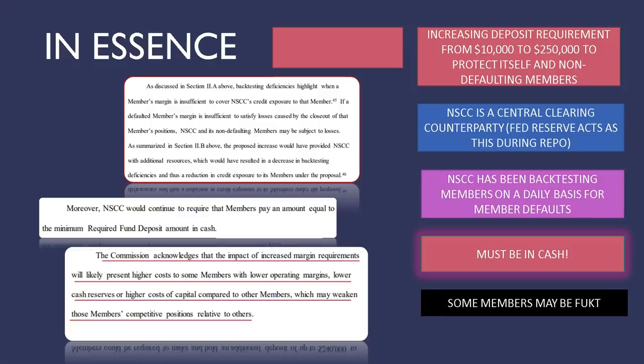So what does this all mean? Well, to reiterate, looking at an implementation 30 days from now on an accelerated basis, increasing the deposit requirement from $10,000 to $250,000, and if that is not met, it can be collected intraday or the following business day. NSCC is a central clearing counterparty. The Fed Reserve acts as this entity during the repo timeframe. NSCC has been backtesting members on a daily basis for member defaults. The collateral must be in cash, and some members may be in trouble, as the Commission has pointed out.